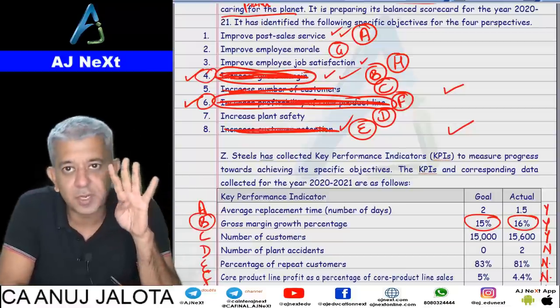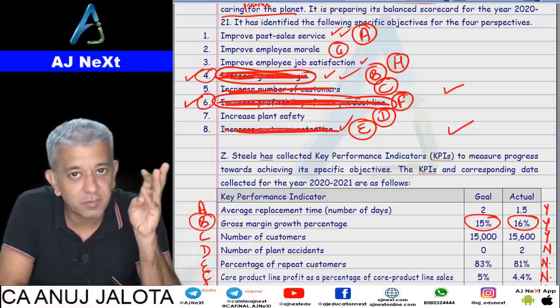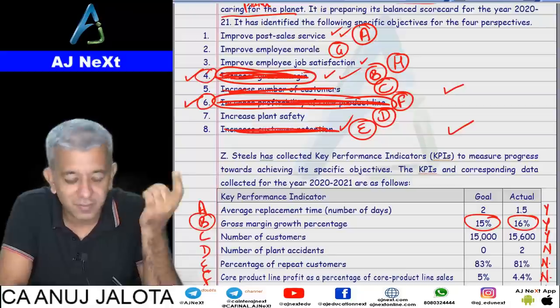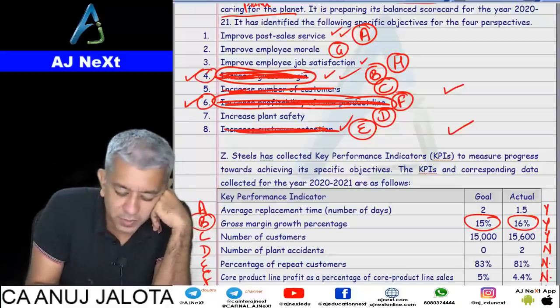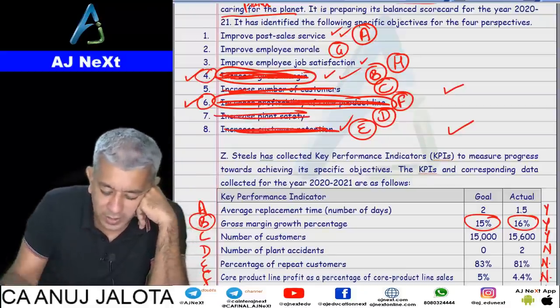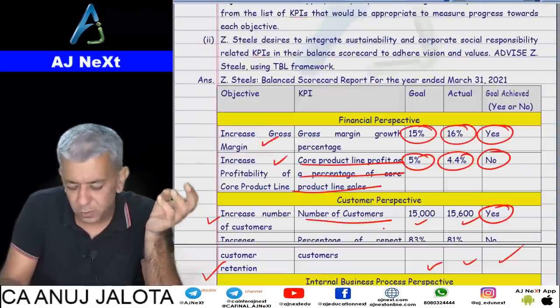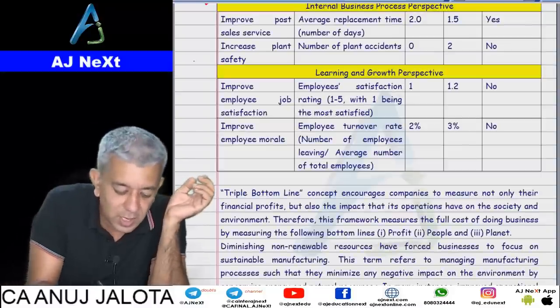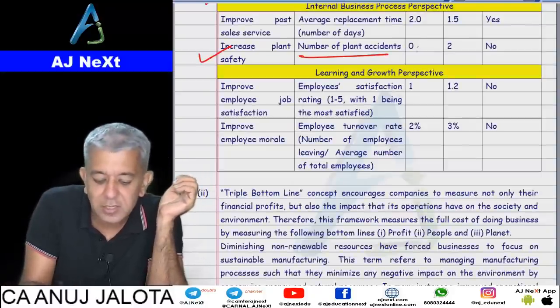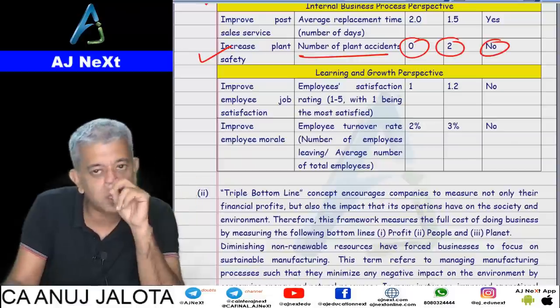नाउ लेफ्ट इन दिस पर्टिकुलर केस ऑफ 4, वन इज इंटरनल परस्पेक्टिव, ओके, एंड वन इज योर लर्निंग डेवलपमेंट ग्रोथ वगैरह. तो इंटरनल परस्पेक्टिव के ना पक्की बात है प्लांट सेफ्टी तो आएगा ही आएगा. ओके, क्योंकि वो इंटरनल चीज ही होता है, वहां पे वो TQM जस्ट इन टाइम वो सब कुछ आ जाता है. ओके, सो देयरफॉर एक यहाँ पे इंक्रीज प्लांट सेफ्टी तो वो डाला ही है, 0 का टारगेट था लेकिन 2 हो गए, सो देयरफॉर दिस इज नॉट अचीव.